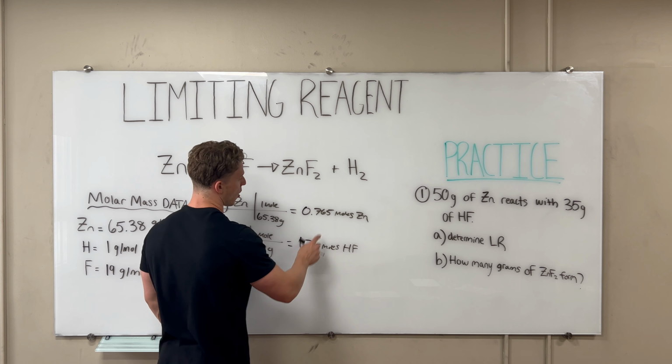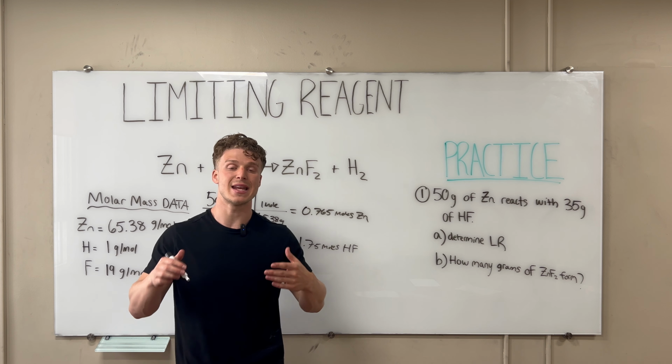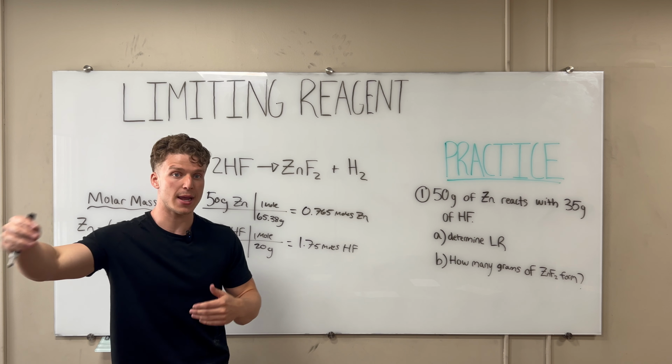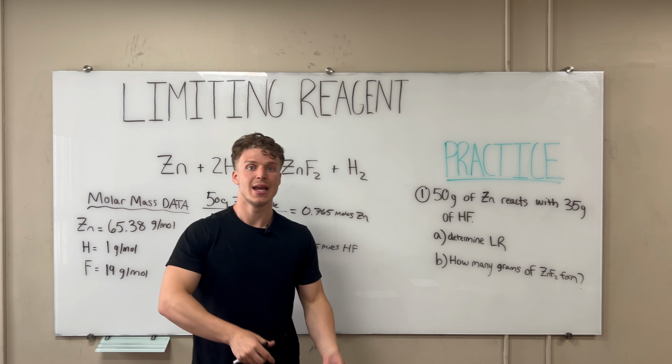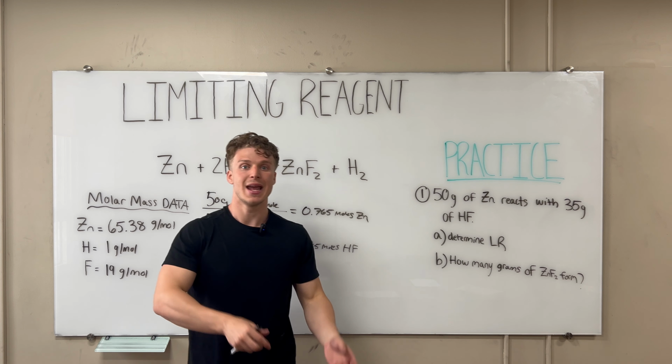You need to see how much product you're going to make in order to determine your limiting reagent, right? So back to our pizza example, you can't just say cheese or dough is the limiting reagent right away. You would need to see how many pizzas you would make with that given amount of cheese and given that amount of dough.